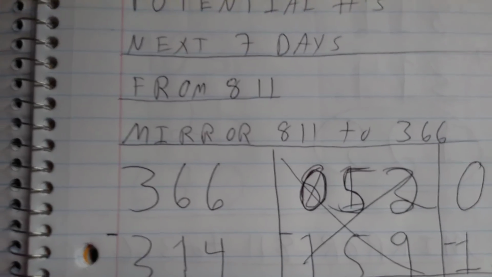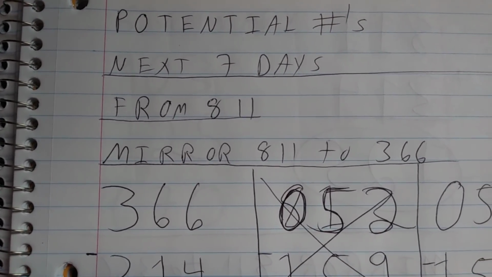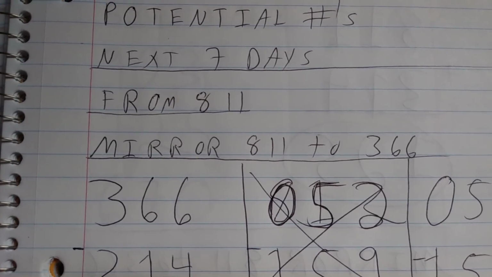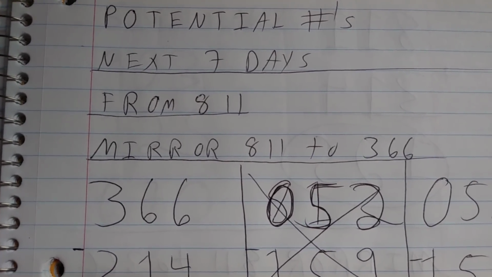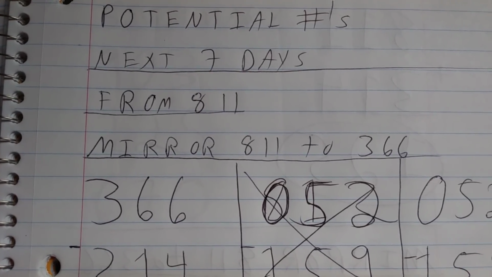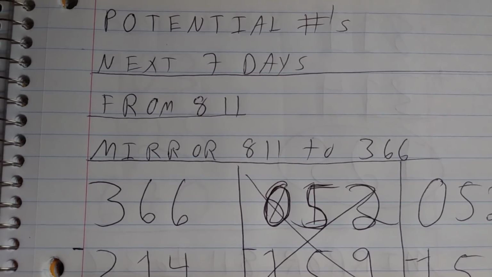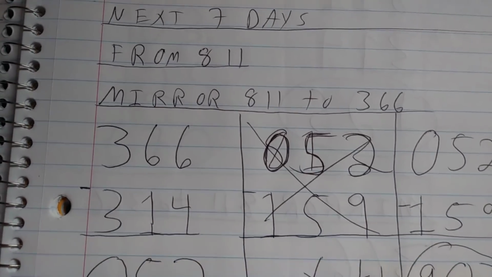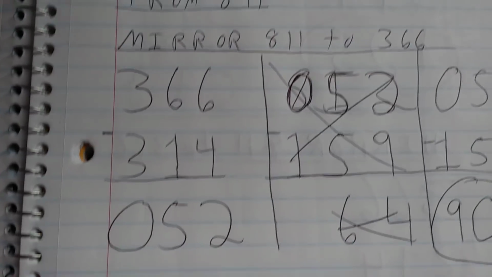Okay, so for Indiana and Iowa, you didn't really have too much to this. So from this point, it's just showing you, based on what we covered, what the next potential numbers would be in the next 7 days. So you're going to mirror.